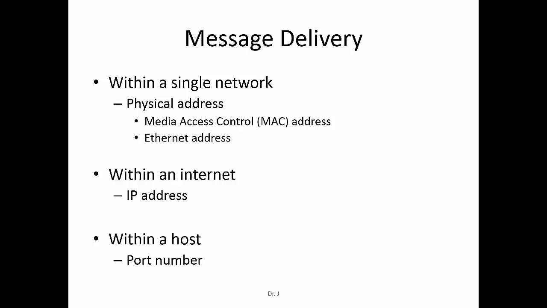When you receive a message from another host, the message still needs to go to an appropriate application running on your local host, because there could be many different applications running on the same host. So there has to be a way to indicate what application the message is going to. The port number is used for that purpose.